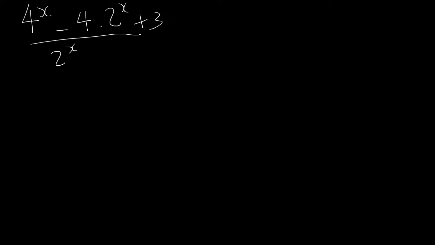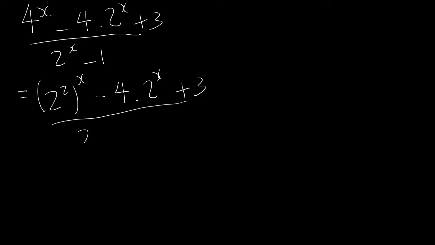So in this example, we have (4^x − 4 × 2^x + 3) all over (2^x − 1). Let's rewrite this in terms of the base 2. So we have ((2²)^x − 4 × 2^x + 3) all over (2^x − 1).